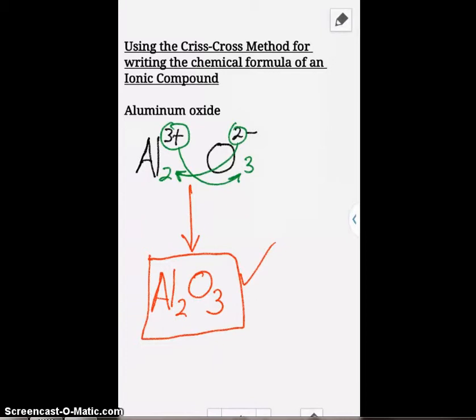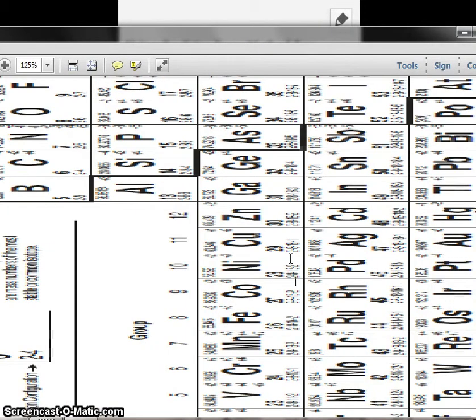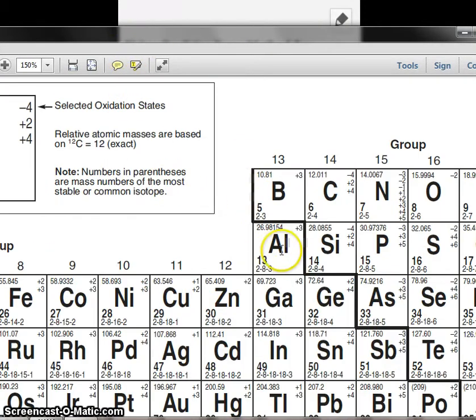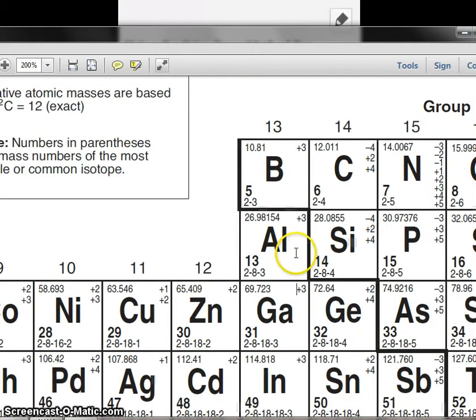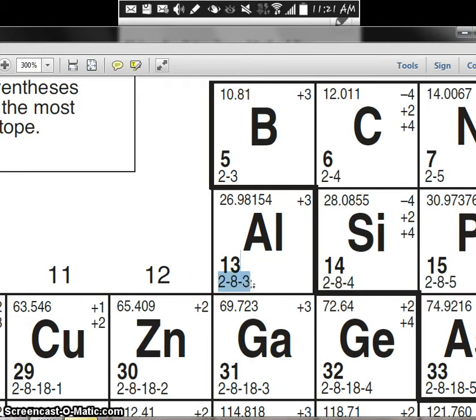Really quick recap on ionic compounds. The reason we know this is ionic is because aluminum is a metal, alright? And oxygen is a nonmetal. So when a metal reacts with a nonmetal, the metal, like aluminum over here, loses 3 electrons, and we can see that because aluminum winds up getting an oxidation state at the top right of +3. That means that aluminum lost 3 electrons. Actually, it loses those 3 electrons from its valence shell. If you look at the electron configuration, it loses those 3.